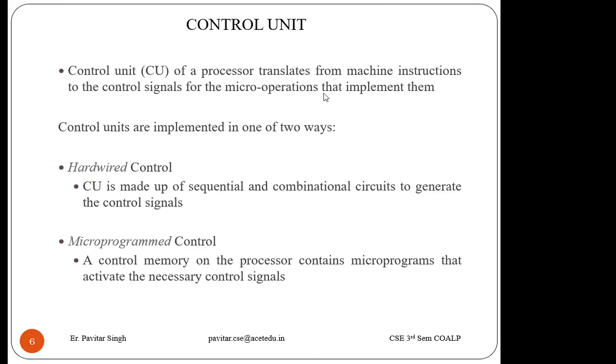So next we have control unit. The control unit of a processor translates machine instructions into the control signals for the microoperations that implement them. What is the purpose of control unit? It will give you control signals, right? So control unit is responsible for the generation of control signals. Control units are implemented in one of 2 ways. The first one is called hardwired control, and the second category is called micro-programmed control unit.